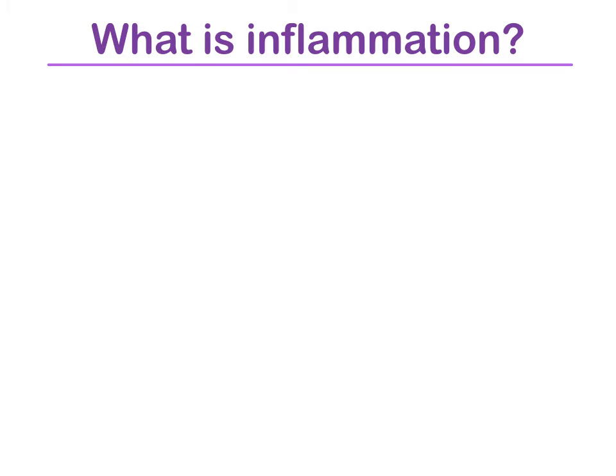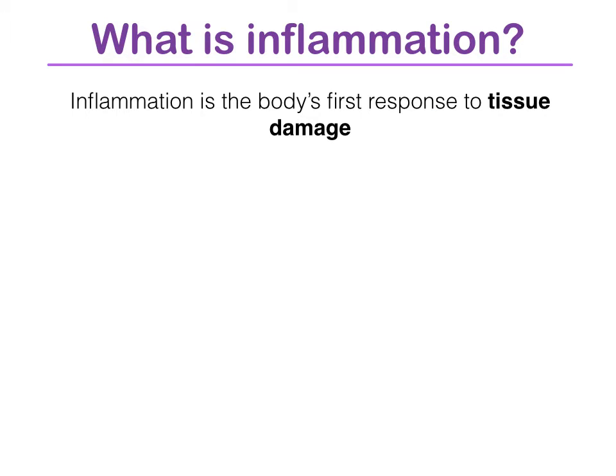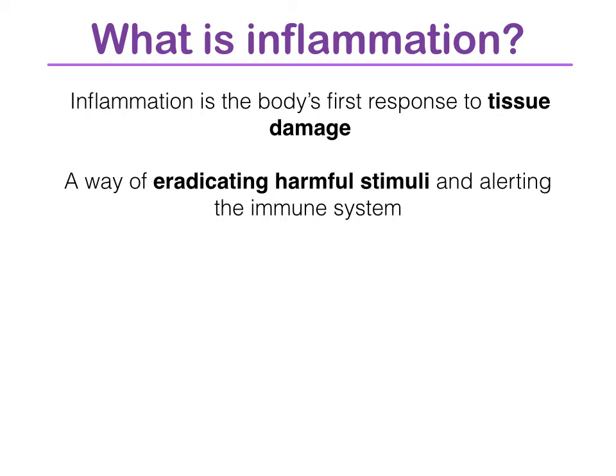Well, inflammation is the body's first line response to tissue damage. There has to have been some form of damage, or what we call a noxious stimulus, to cause an inflammatory response. And usually that's a breach of either the skin or some sort of mucosal barrier. Inflammation's purpose is to eradicate whatever the harmful stimulus is. So it's its response at trying to get rid of whatever is causing the problem.